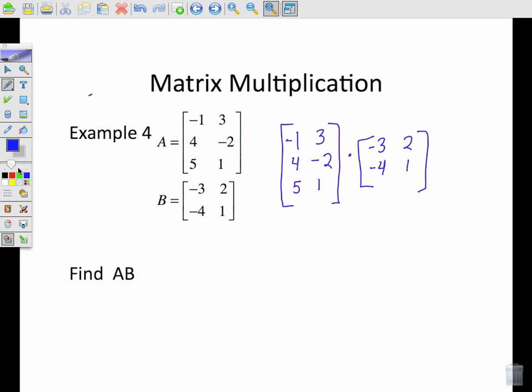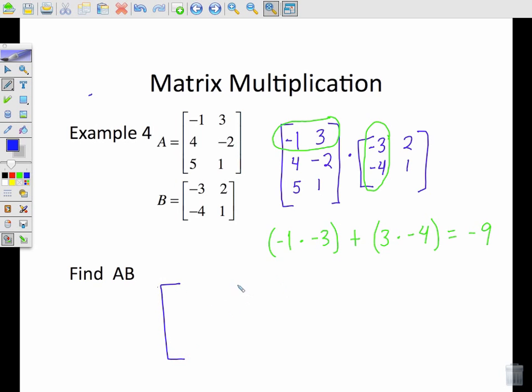So what you need to do is you take your first row of the first matrix and you match it up with the first column of the second matrix. And you match the elements together. So you're going to do -1 times -3. Then you're going to add to it the second element, 3 times -4. And this would equal 3 plus -12, which is -9. Now what that gives you is the answer of the first row, first column, so -9.